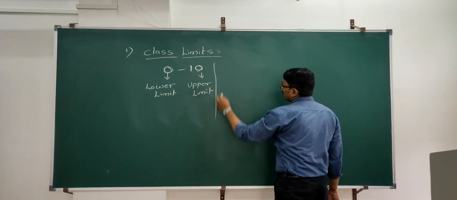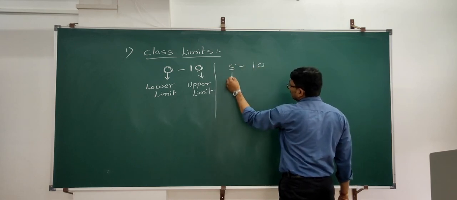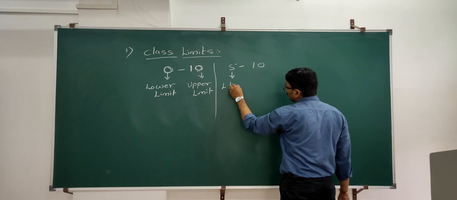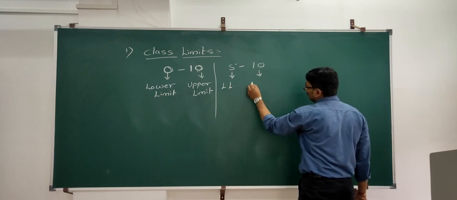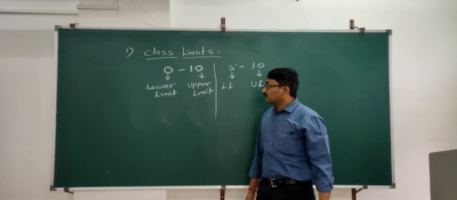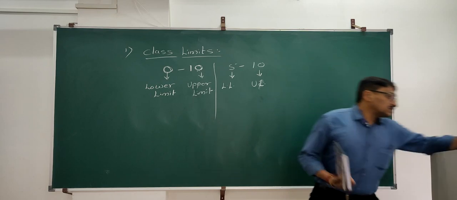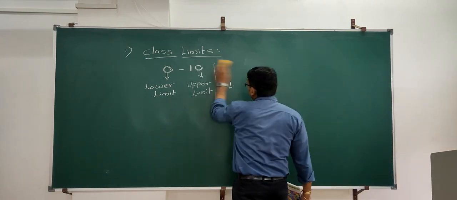Take one more example. If I take 5 to 10, here 5 is the lowest value, so this is called the lower limit. 10 is the highest value, so this is called the upper limit. Okay, this is the important term, that is class limit. Then the next term is class width.